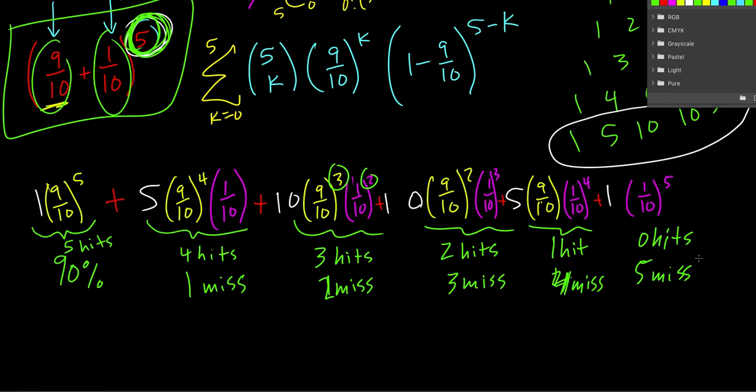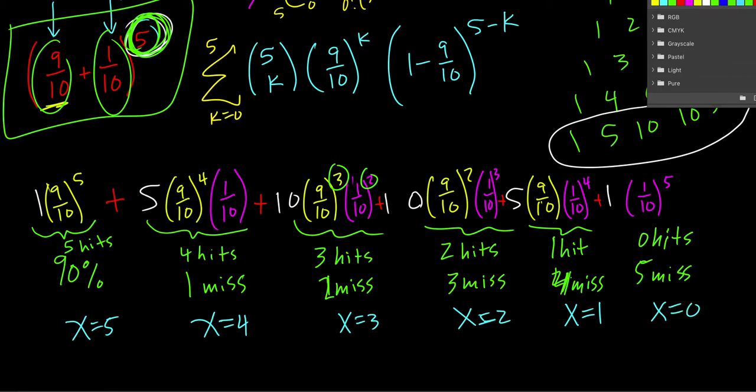Now, if we want to put our x values, so this is x equals 5, x equals 4, it's just the number of hits. Okay. Now, it says we want to know the probability that he hits twice only. So basically, we're just going to take this piece, that's a 10, and then find out what it is, and that's going to give us that he hits it exactly 2 times.